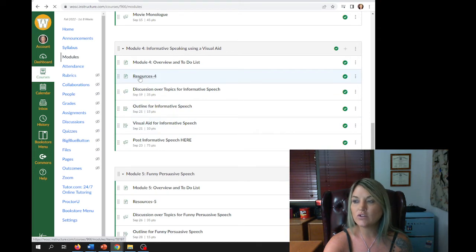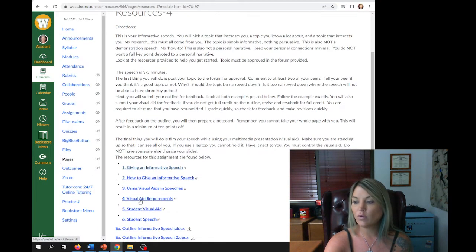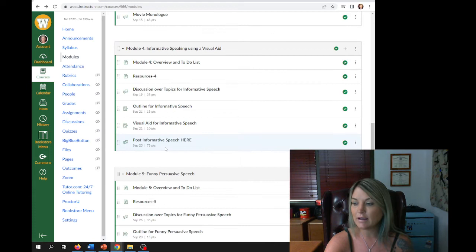In the resources right here, there's a lesson over visual aids, the visual aid requirements. I don't mind emails all day long, but if you email me and say, hey, how many slides are we supposed to have for our visual aid? Well, watch the lesson. It says it all in here. So you will have to watch lessons over the outline and right here over the visual aid. There's examples on all of it, so it's very clear what the expectations are for this assignment.